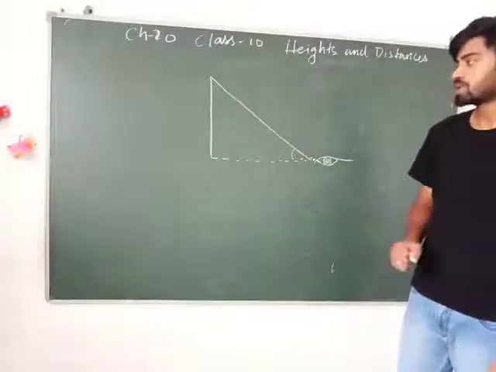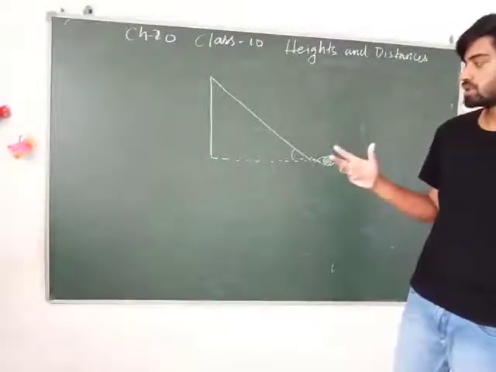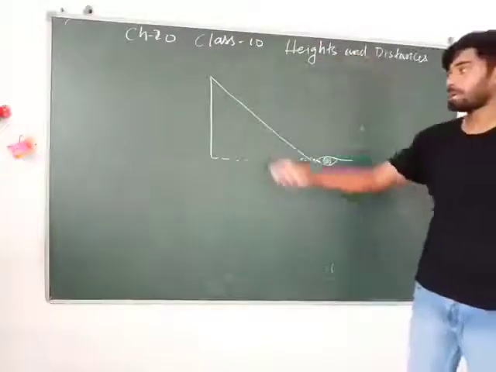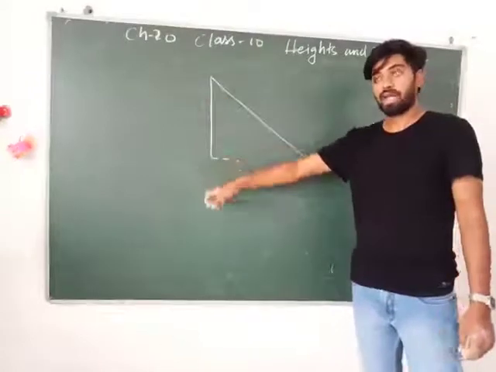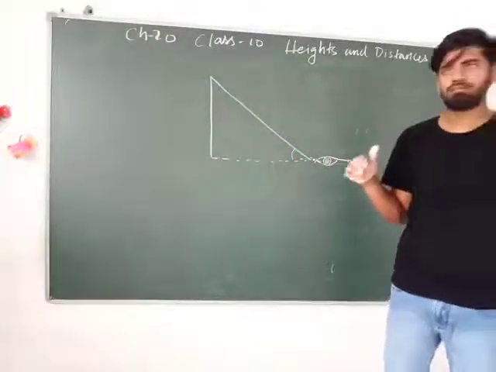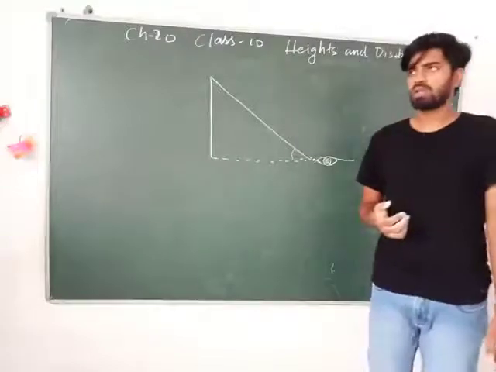So my solution is that I can use trigonometry to find height and distance. Sometimes I have the height of something. If I know the height of that building, that building's height would be this much.